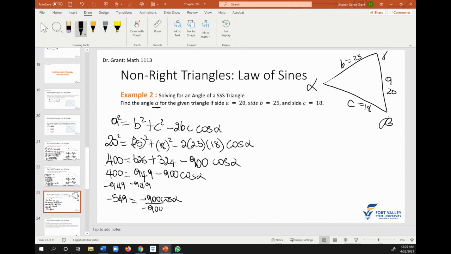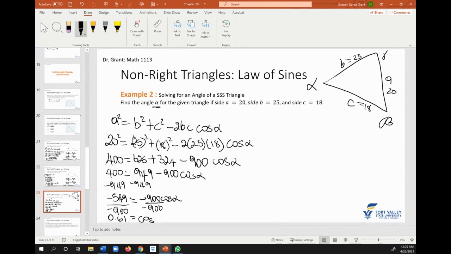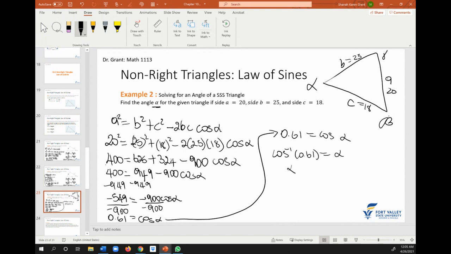Divide both sides by negative 900. So now we're just doing algebra. Okay, this would be 0.61, which is cosine alpha. Of course, we know that to find alpha, we do the inverse. And so alpha is going to be 52.4 degrees.